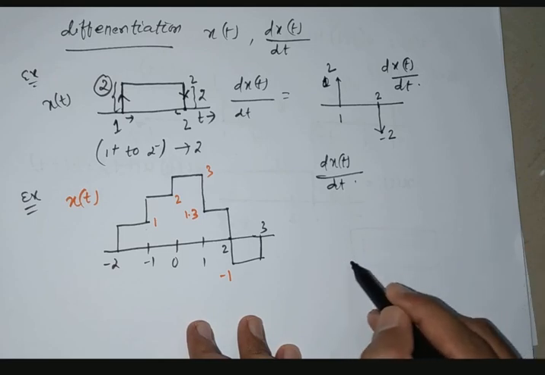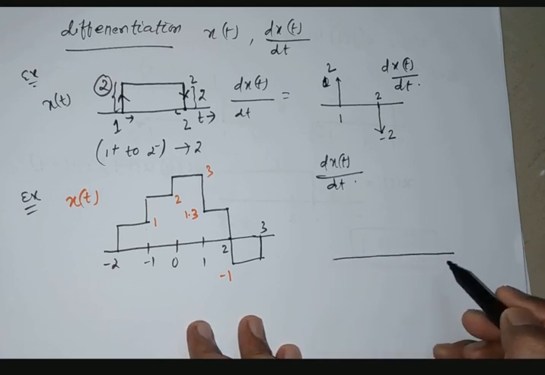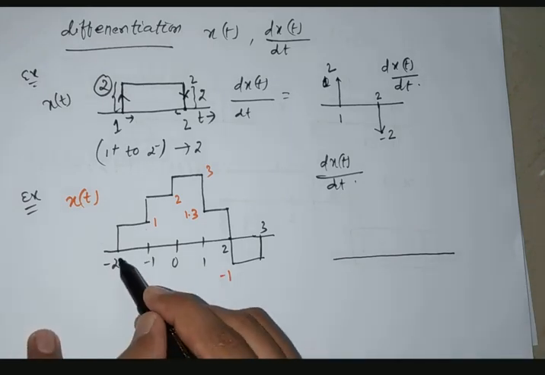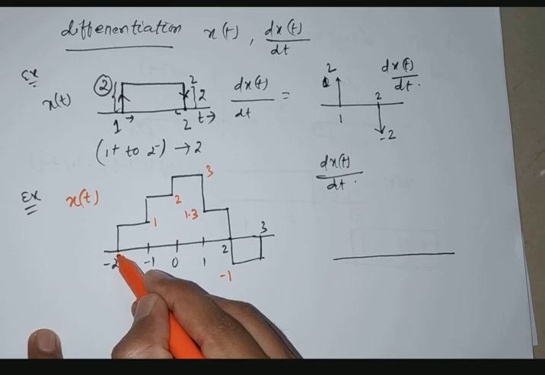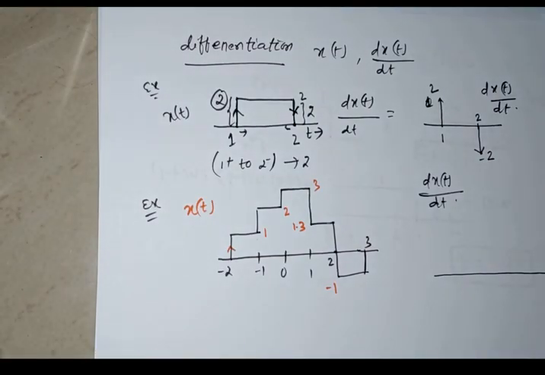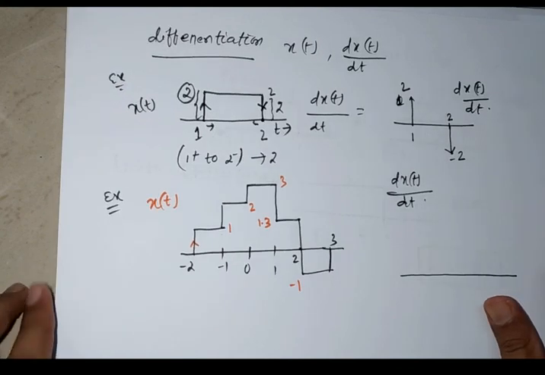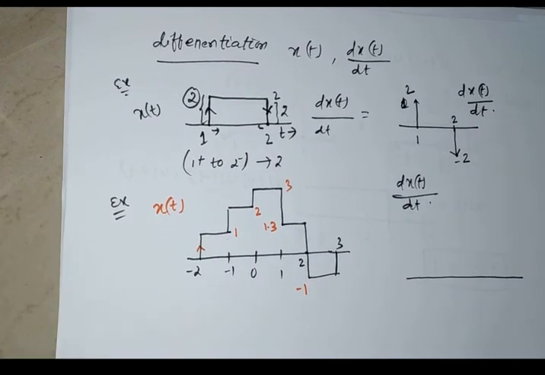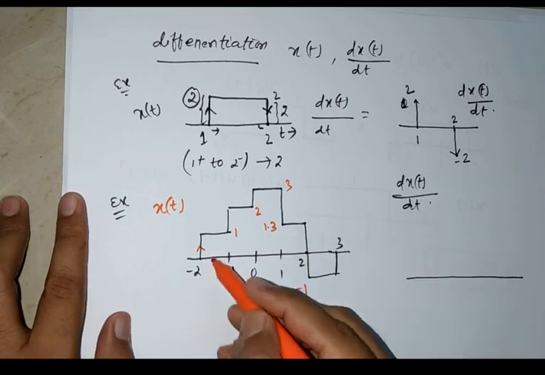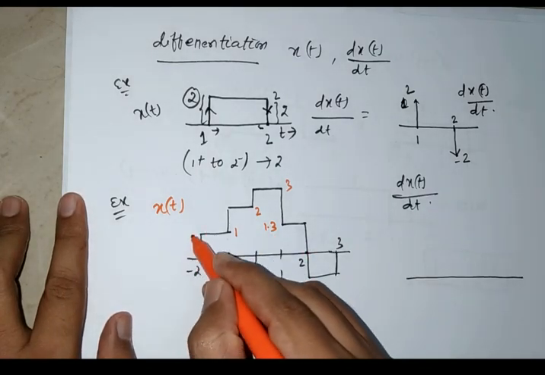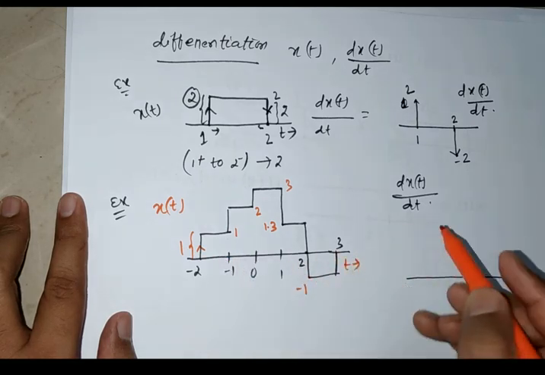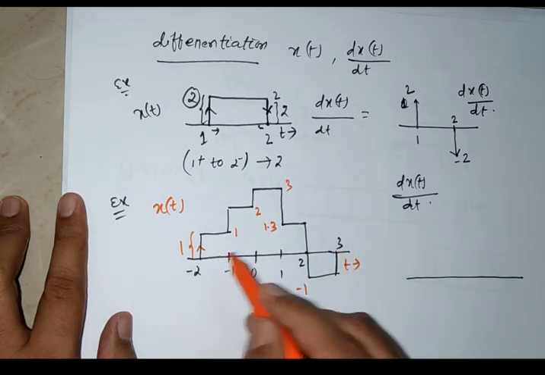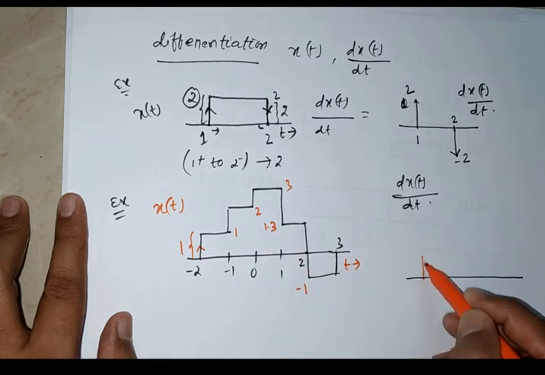Now try to understand how I am doing. Always start from the left hand side. See, exactly at minus 2, if you see, it is moving up, and what is the difference? This difference is 1 minus the 0th axis, so 1 minus 0 is 1 and it's moving up. So at minus 2 it is 1.